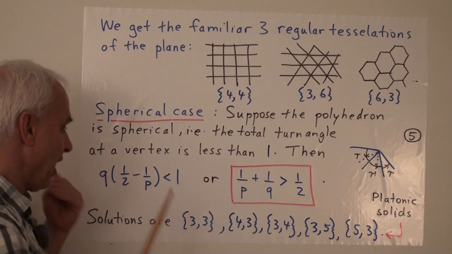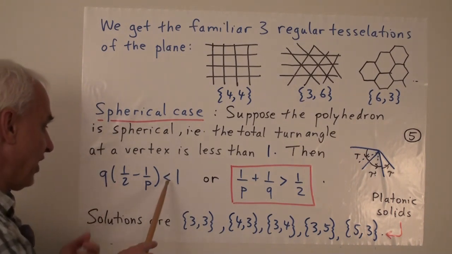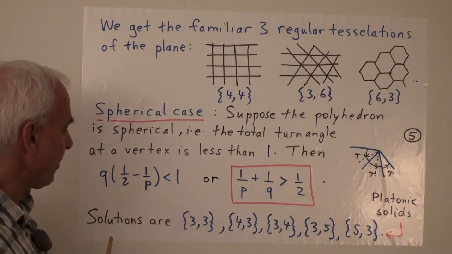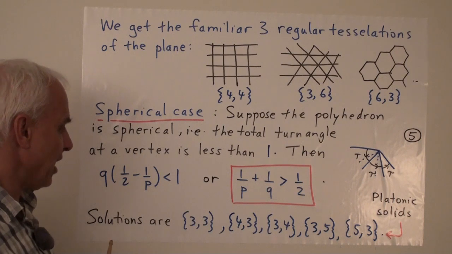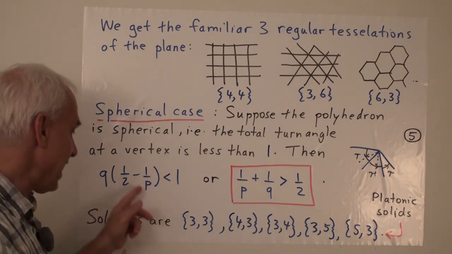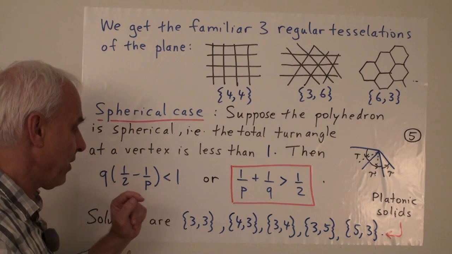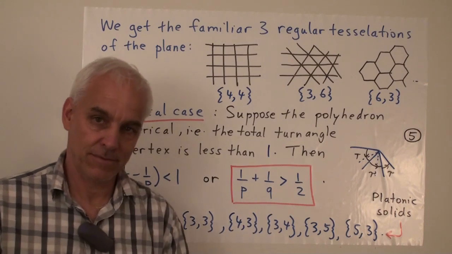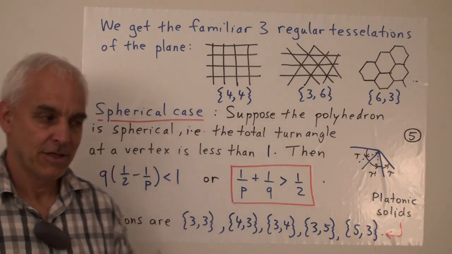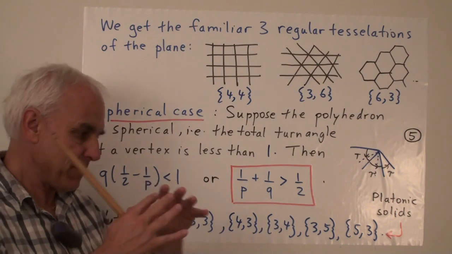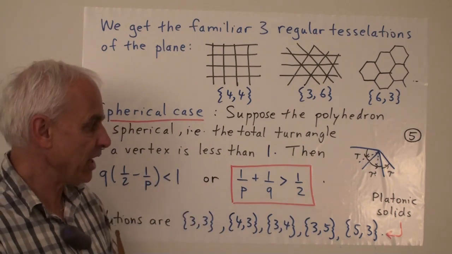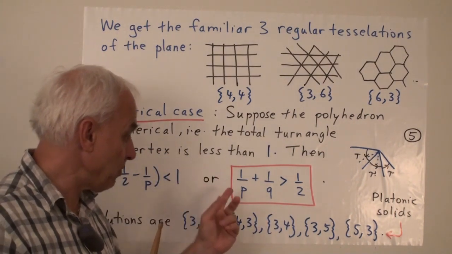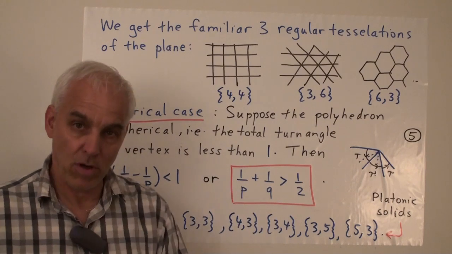So it's a very similar kind of equation as we've just had, but now there's an inequality instead of an equality. And then when we divide by q and bring the 1 over p to the other side, we'll have 1/2 is less than 1 over p plus 1 over q, which we can rewrite as 1 over p plus 1 over q is greater than 1/2. So if we have such a convex polyhedron where there are q p-gons meeting at each vertex, then necessarily p and q have to satisfy this inequality.